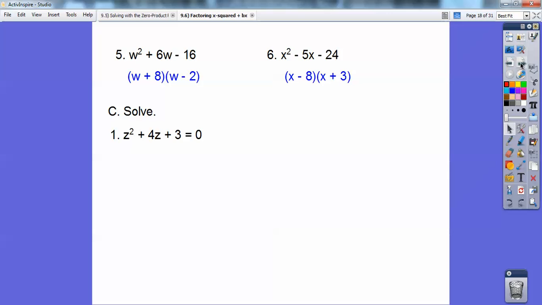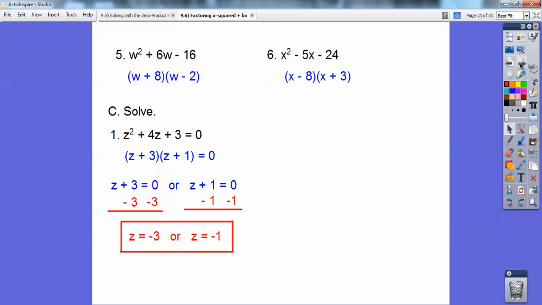Let's solve some of these. We just factor them first. What factors of 3 add to 4? 3 times 1, so z plus 3, z plus 1. Then the zero product property from the last lesson says we can set those factors equal to 0. Here I'm going to go minus 3, minus 3. Over here minus 1, minus 1. So I get z equals negative 3 or negative 1.